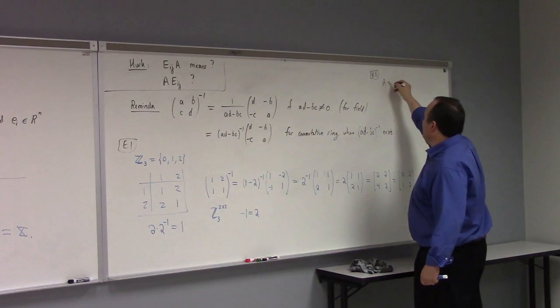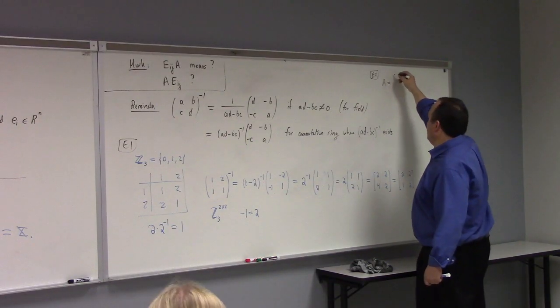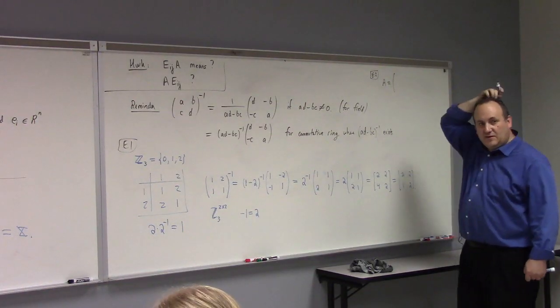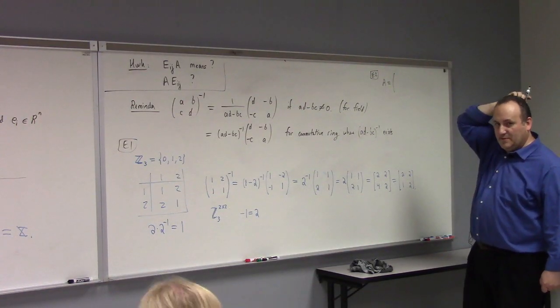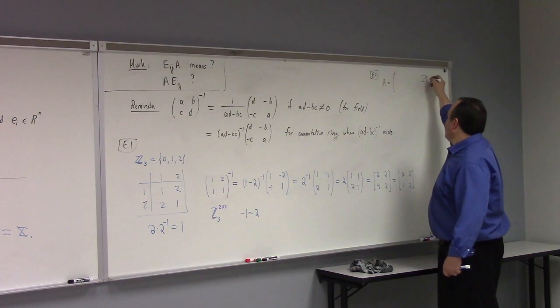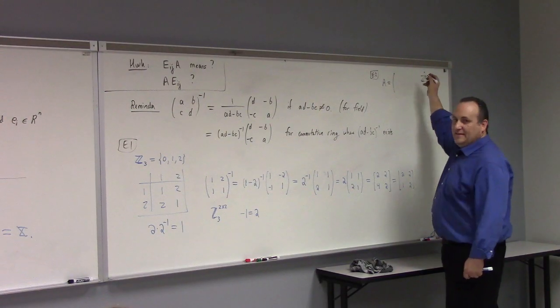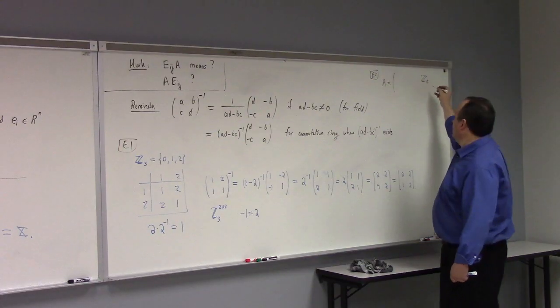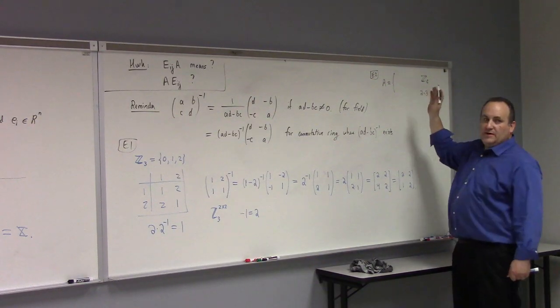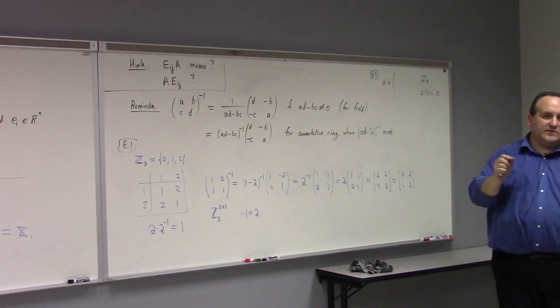I think I'm digressing wildly from my course plan at the moment, so my apologies, but it is all in the service of making your homework more understandable, so there's a method to my madness. If I'm working in Z6, that's a trouble. That's not a field, because in Z6 we have 2 times 3 is equal to 0, but neither 2 nor 3 is 0. So those are called zero divisors.